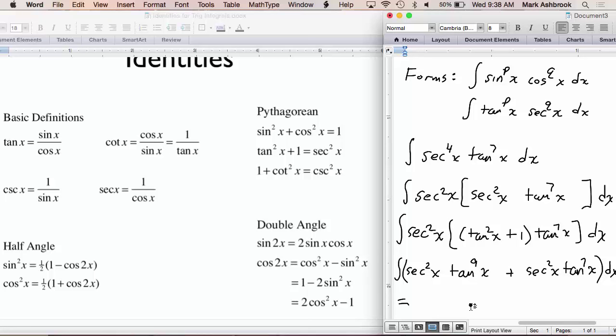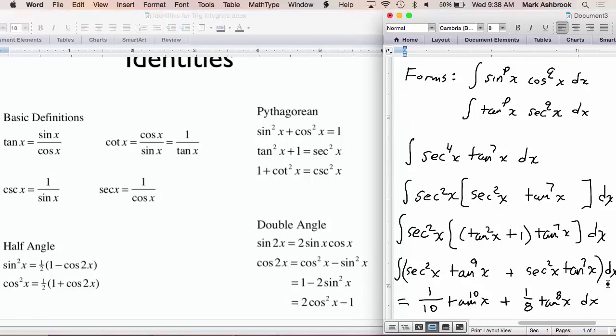Okay, how do we do? The first one, you should have this by now, would be 1/10 tangent to the 10th. And questions? Are you following what's going on? Does it make sense?